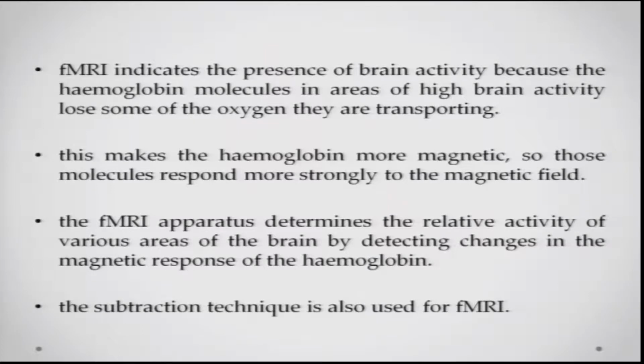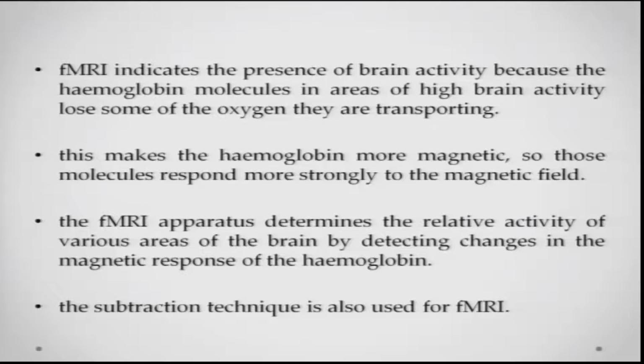So, the fMRI apparatus determines the relative activity of various areas of the brain by detecting changes in the magnetic response of hemoglobin. If a particular area is involved in processing a particular kind of stimulus, there will be a higher magnetic response coming from those areas. So, you are actually measuring the amount of magnetic response that is coming from an area.